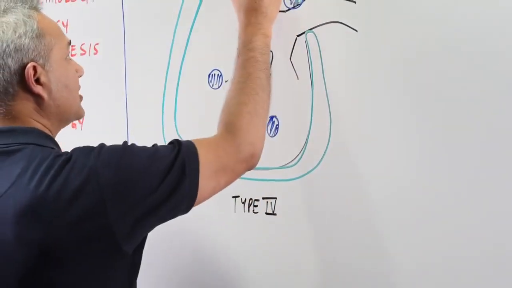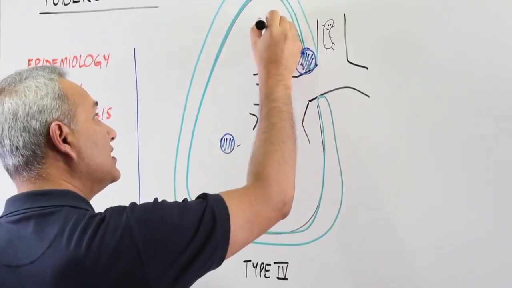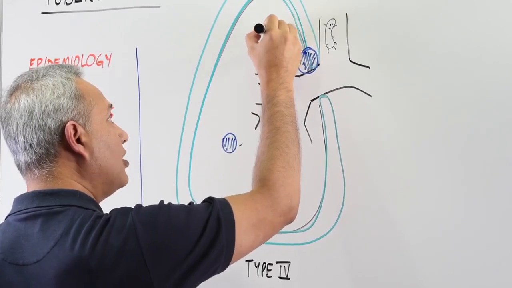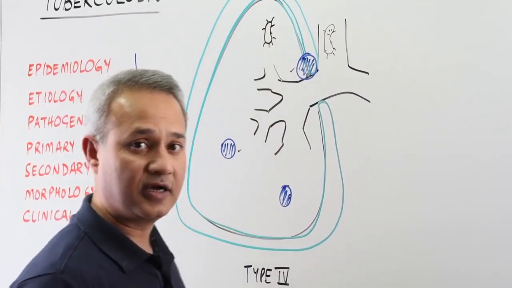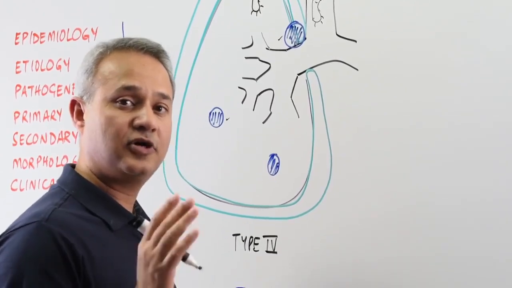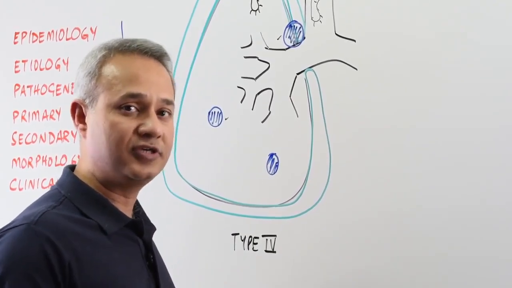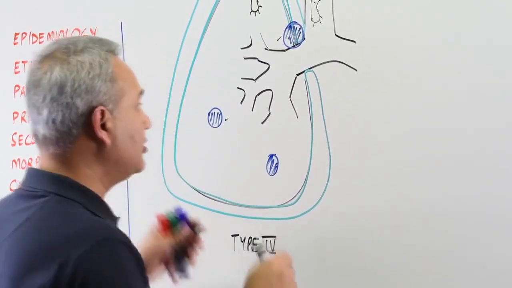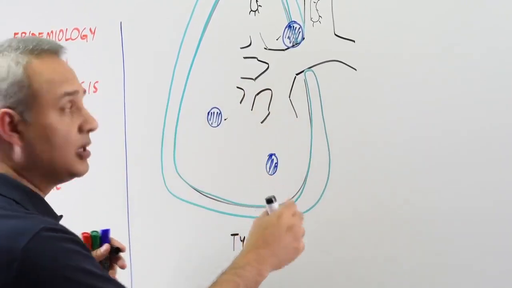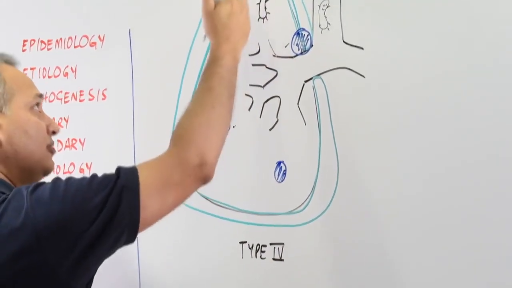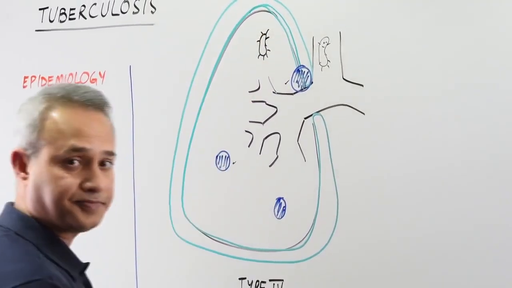Here, as soon as the pathogen comes in, now somehow this secondary tuberculosis involves upper lobes or apices of the lung. We think it is because of the oxygen tension there, but there is no real reason. The primary tuberculosis involves lower lobes, middle lobes, and pleura. The secondary tuberculosis involves apices and pleura.